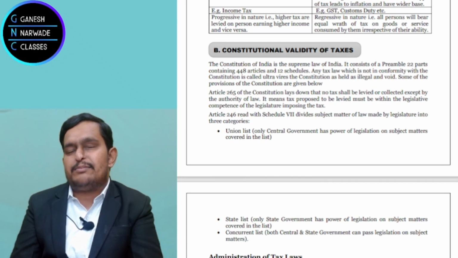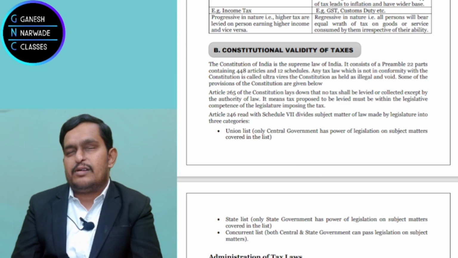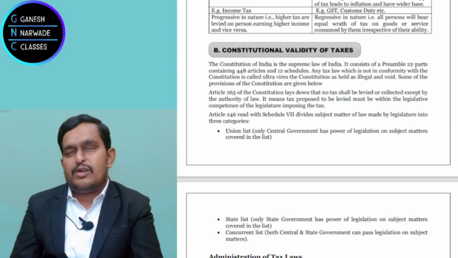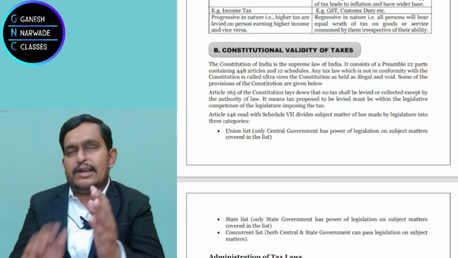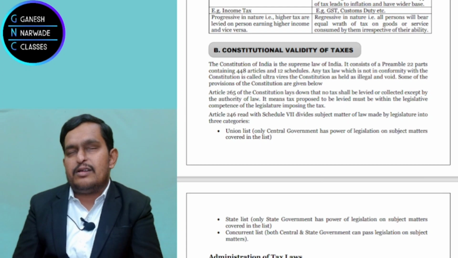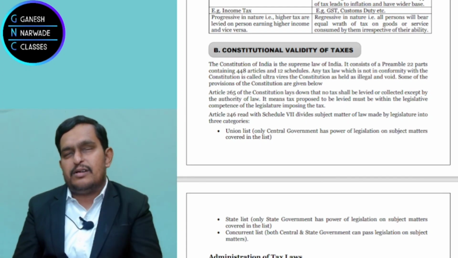So regarding income tax, who can make the law? Central government can make the law, but other than agricultural income. Agricultural income, central government cannot make law. State government only can make law. But all other incomes, central government can make the law.